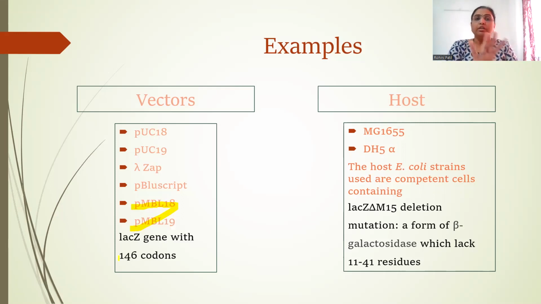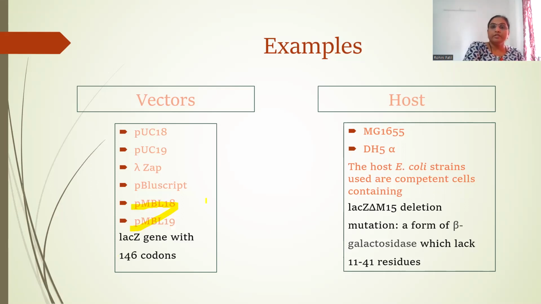Now this is regarding the vector. The vector is defective. It cannot synthesize the omega, but it can synthesize the alpha. So how should the host be? How should the host be?